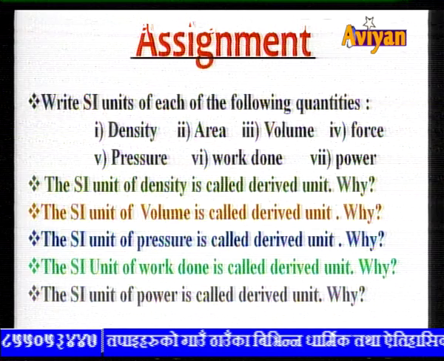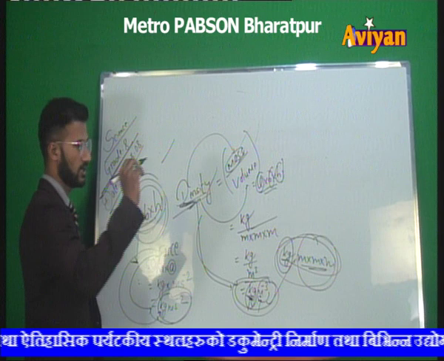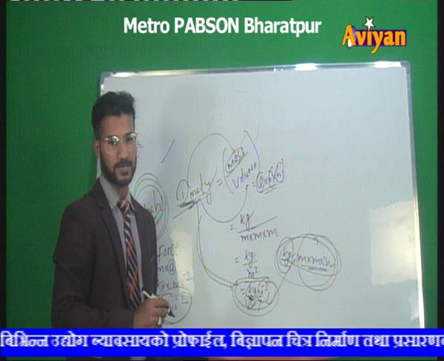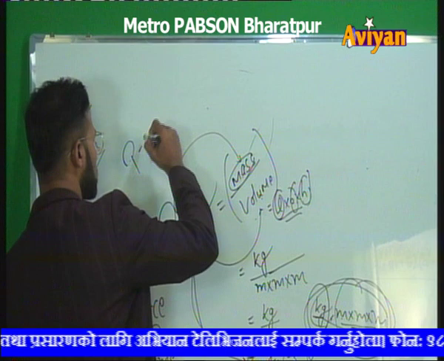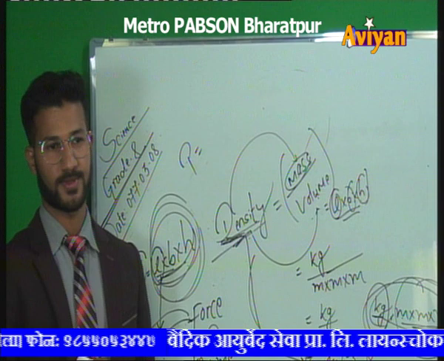Please look at the board. I'll just explain the last one. Because this is the end of today's class, I'd like to again make you understand well the last question, that is about power. In class 7 also you studied about power. Power means the rate of doing work. Look, rate of doing work means work done upon time taken.